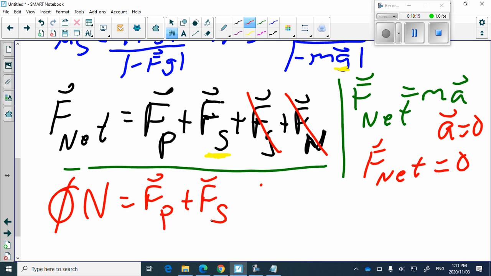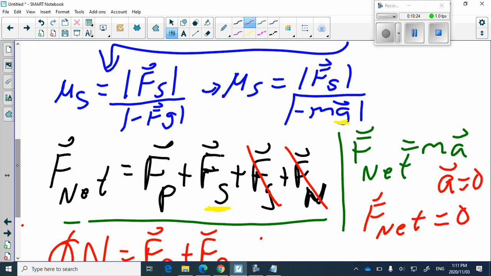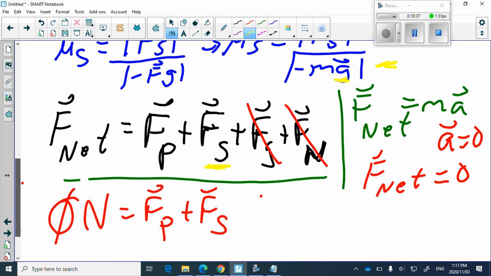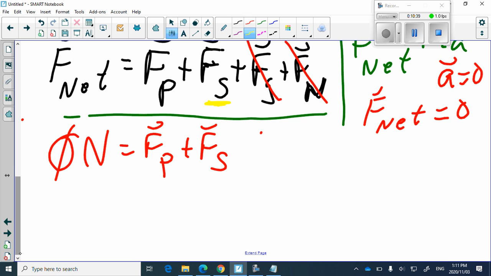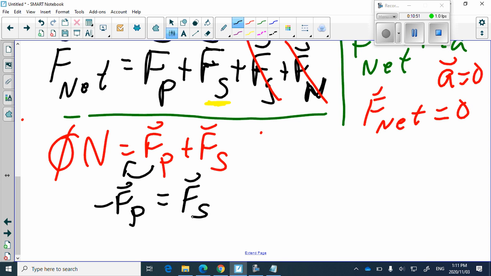You see that? Now, remember what I'm doing here. I want to find force static friction because I figured out what the denominator is, but now I had to figure out what to do with the numerator. Don't forget, don't lose sight of this. Well, look, kids, if I bring this to the other side, it becomes negative. Negative force push is equal to force static friction. Aha.